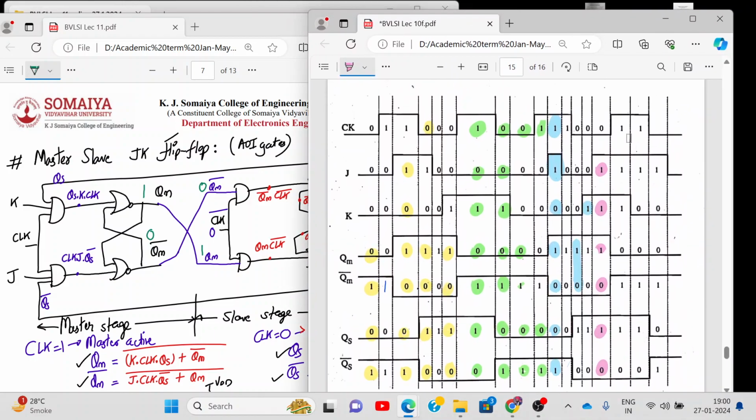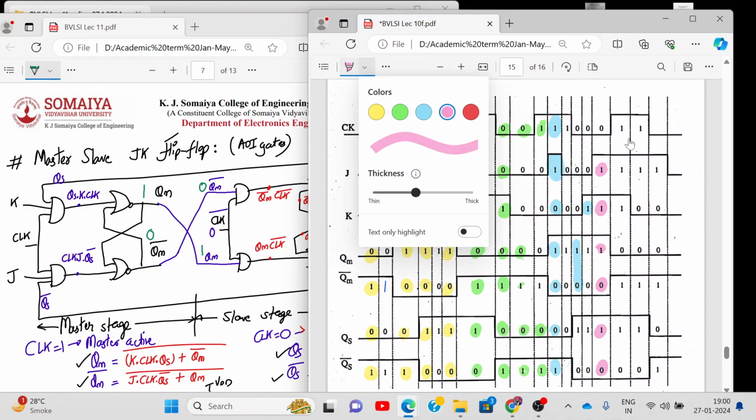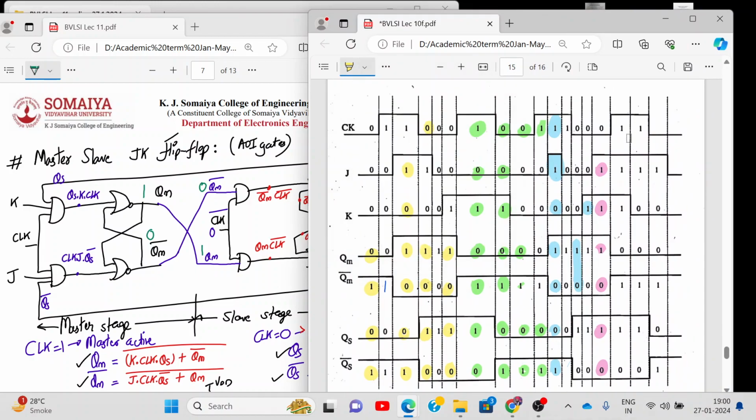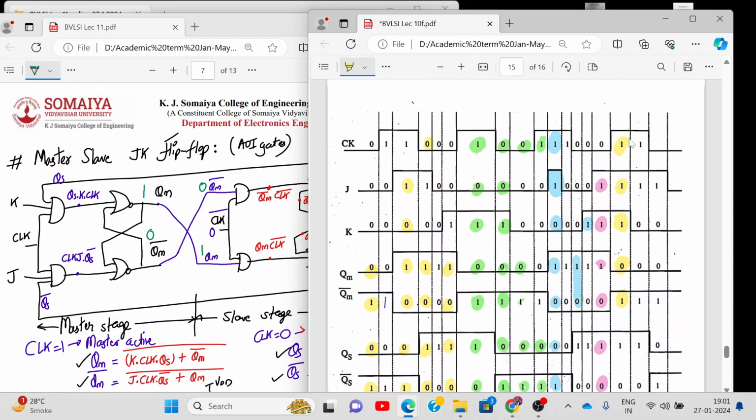नेक्स्ट, नाउ नेक्स्ट केस में क्लॉक हैज़ बिकम अगेन, नाउ लेट मी यूज़ येलो कलर अगेन 1. अभी देखो 1 हो गया एंड जे एन के इनपुट इज़ 1 1. तो क्या होगा अभी आगे नेक्स्ट 1 1 एक्टिव हो गया ना अभी. तो 1 1 के लिए क्या होना चाहिए, इट विल टॉगल ना. सो पहले 1 0 था, इट विल बिकम 0 1. बट स्लेव कैन नॉट फॉलो बिकॉज स्लेव ऑफ है ना, तो इट विल होल्ड द प्रीवियस स्टेट. समझ गया.